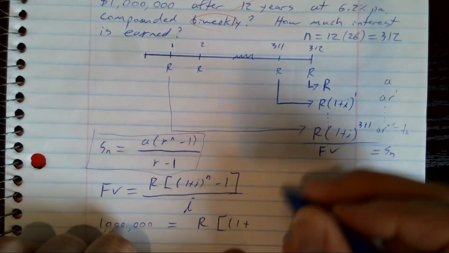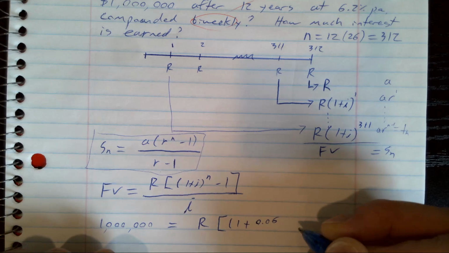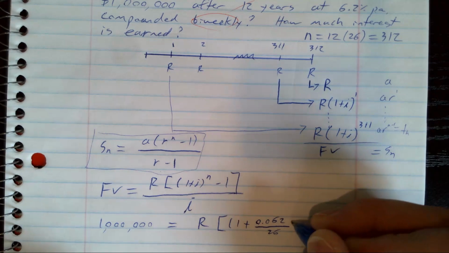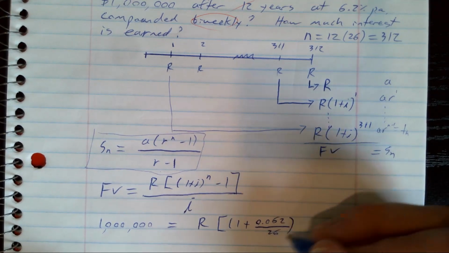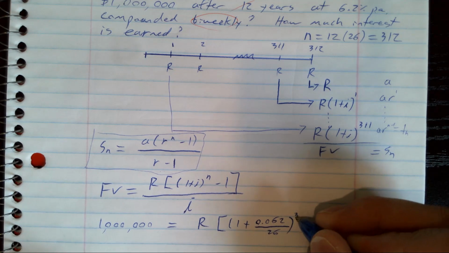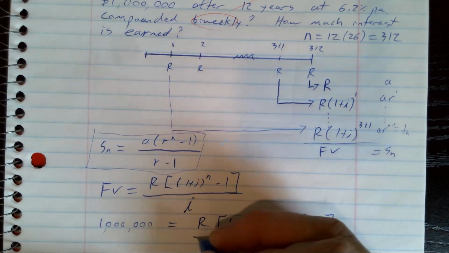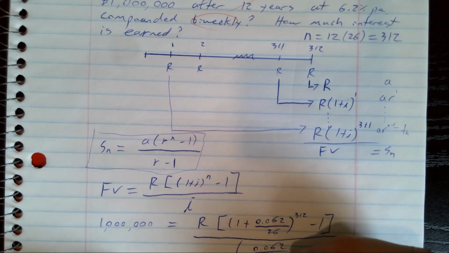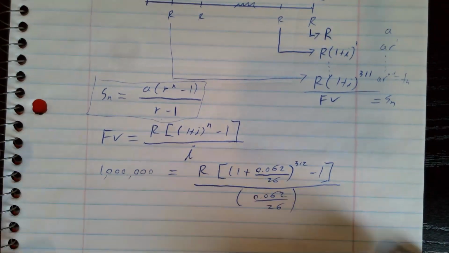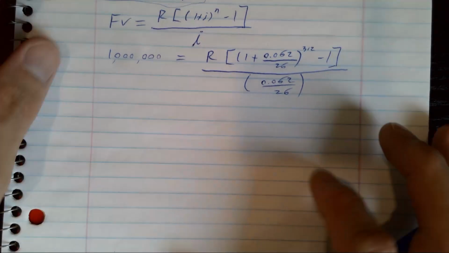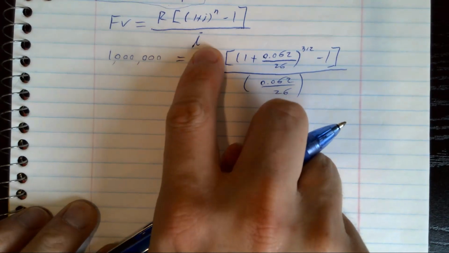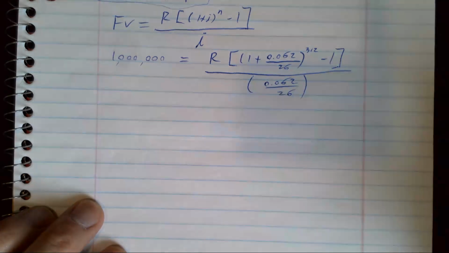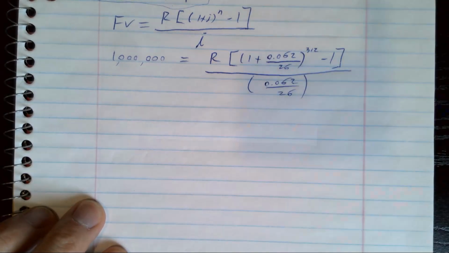1 plus, let's see, we are advertised that we're getting 6.2% per annum, but actually we're getting 0.062 divided by 26 per biweek. There's 312 terms. We subtract 1 and we divide that by 0.062 divided by 26. Now note my extra bracket down there. Not really required in the formula, but when I do some calculator work here, I'm going to need it.